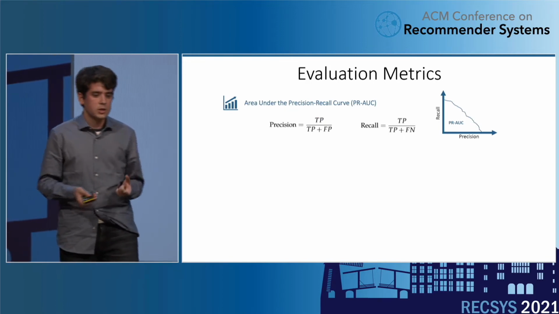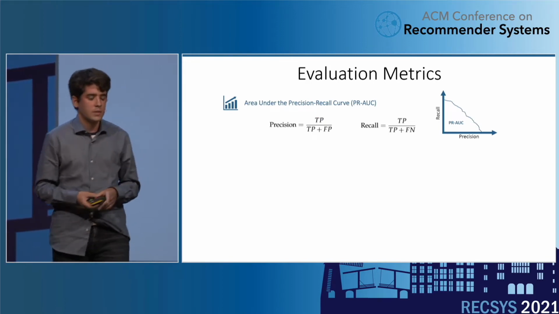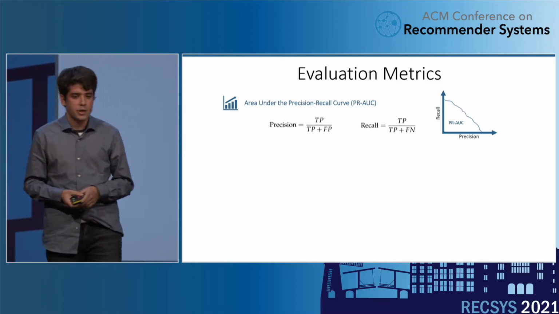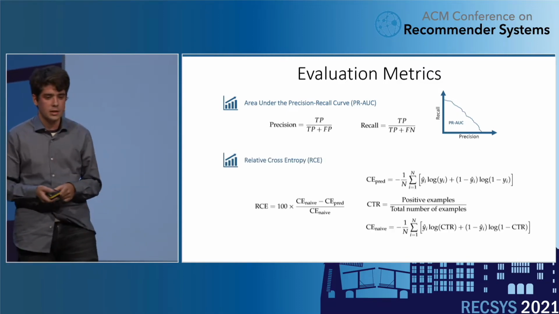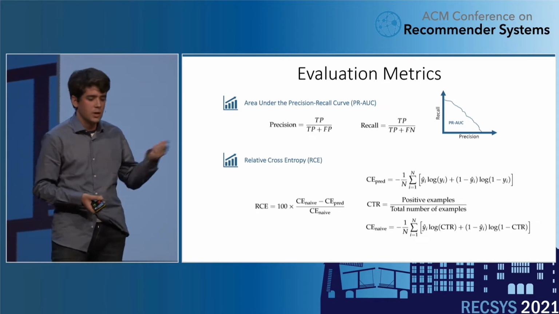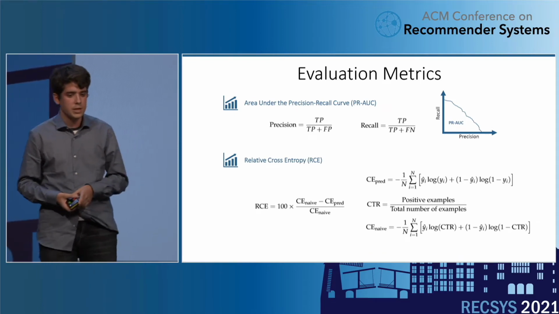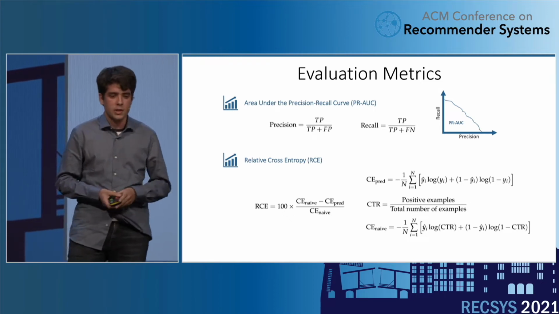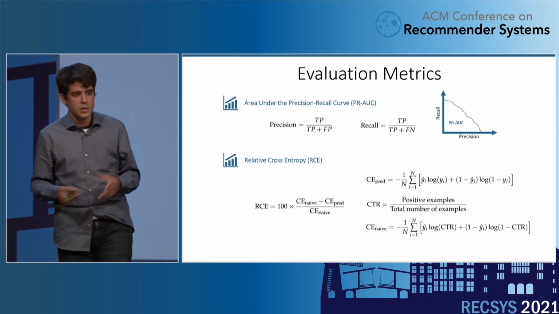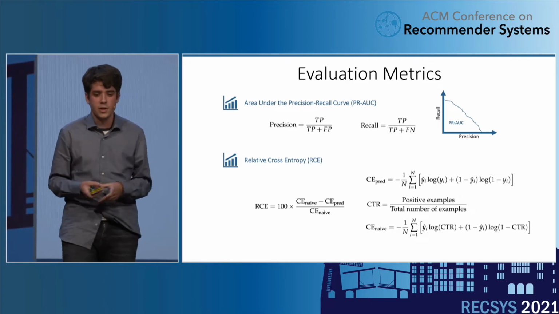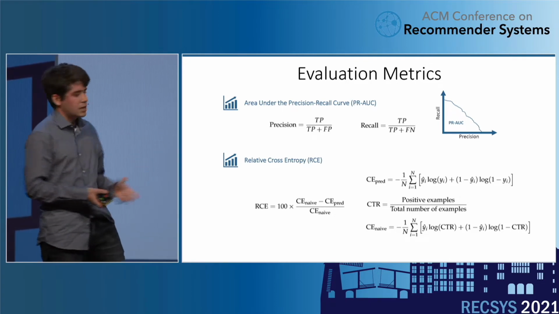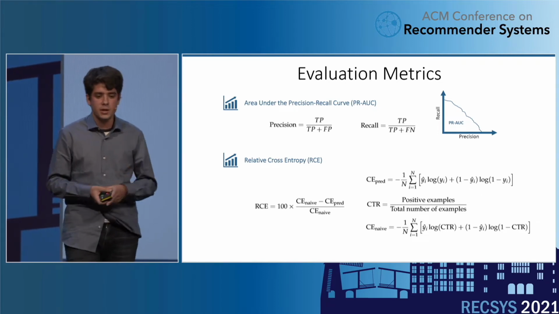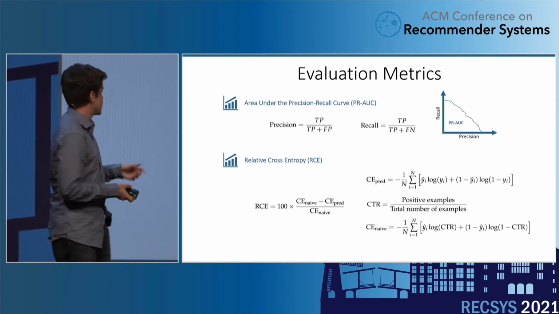There were also 2 different metrics that the organizers used to evaluate our submissions: the area under the precision-recall curve and the relative cross entropy. The first one is a very well-known metric used in a lot of problems, but the other one is quite new, or I hadn't used it before. It's balancing the naive cross entropy, or the cross entropy, using this formula that you have on the left.